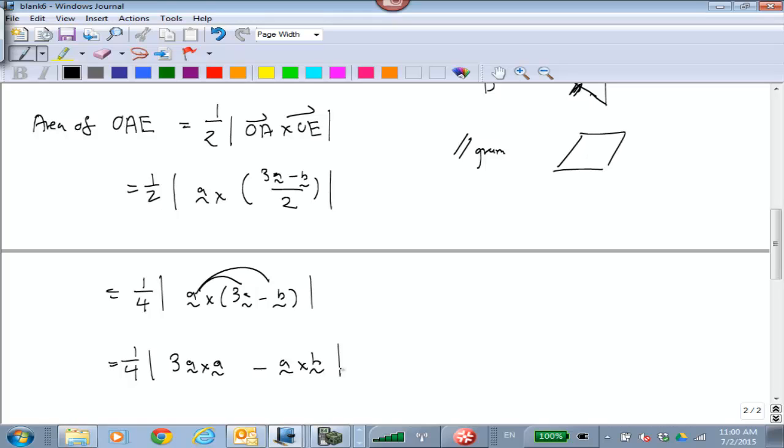Is it okay? Now, what is A cross A? A dot A is A squared. But when you have A cross A, you have nothing, because the cross product formula involves sine. Sine 0 is 0. So A cross A is 0, which means that this answer is just like this.